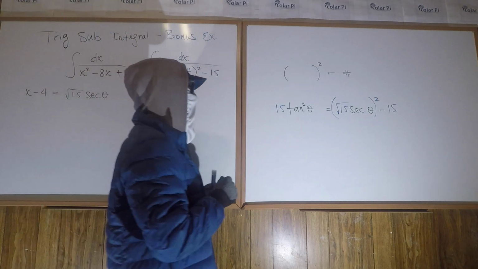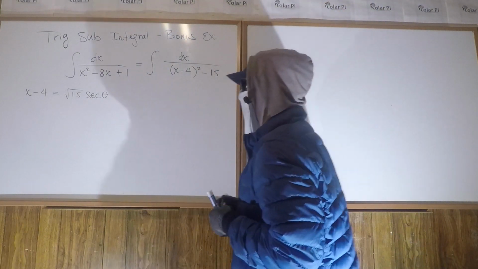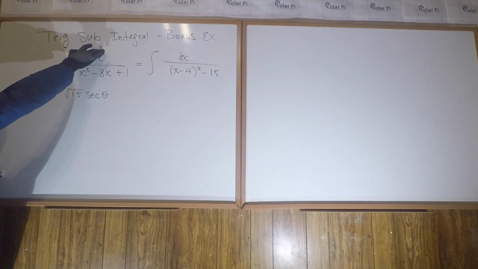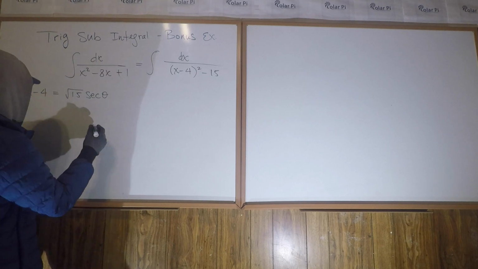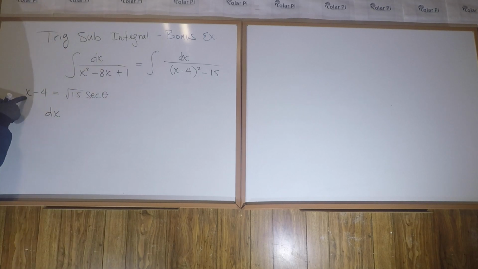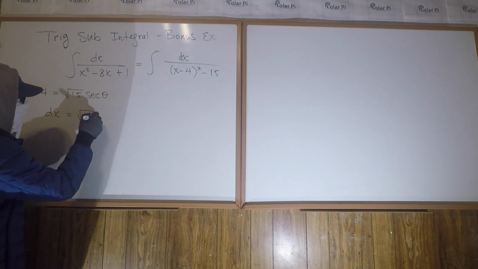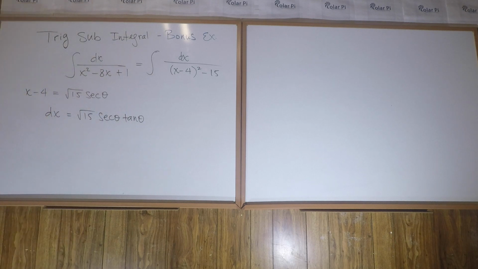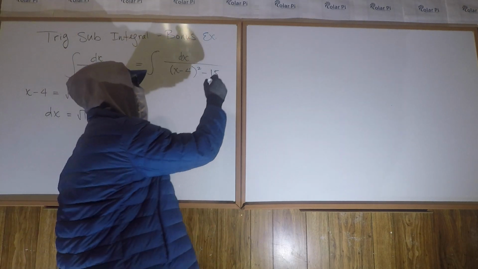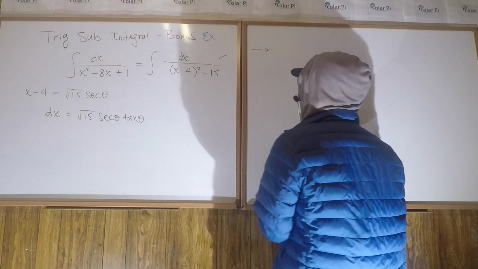All right. Now what? Now we should find a replacement for dx. That means we should take the derivative of this on both sides. That amounts to saying dx, the derivative of this, and obviously the derivative of minus 4 is nada. It's equal to root 15 times the derivative of sec theta, which is sec theta tan theta. Cool. This is how you do integration very casually, because it's fun, like ice cream.